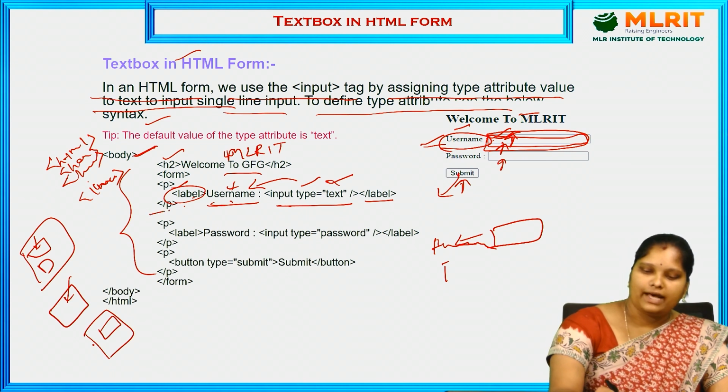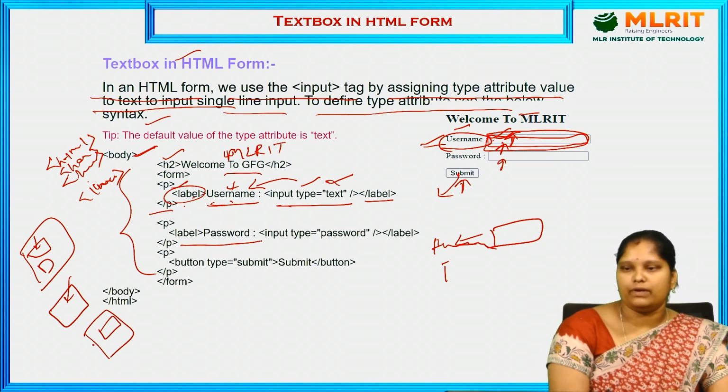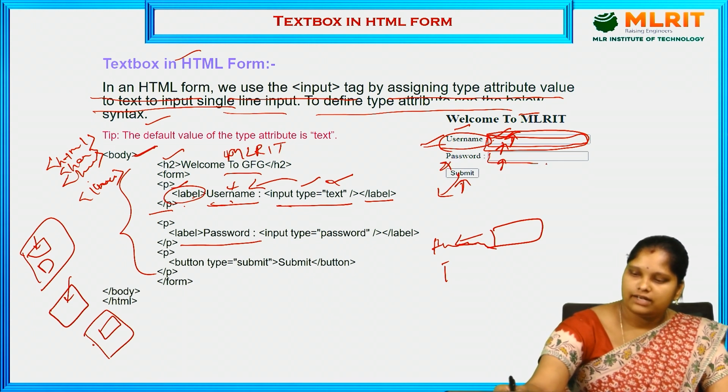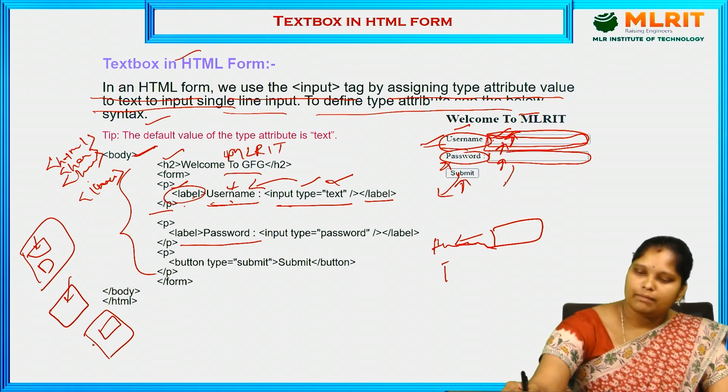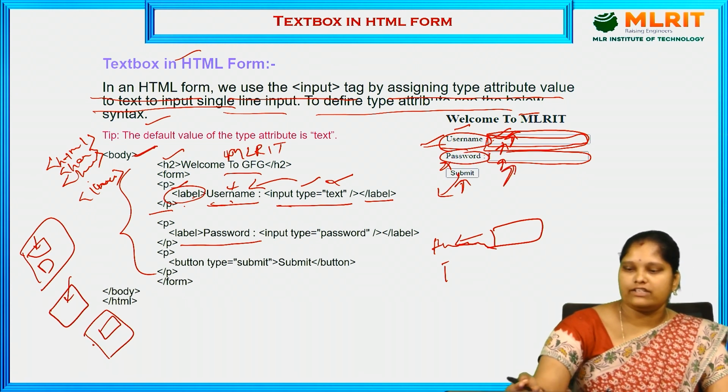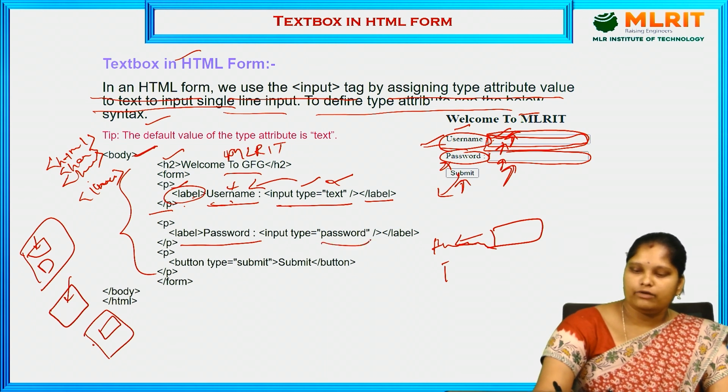And next, paragraph close, right? After that, and label 2 is password. Label 2 is password, right? For this text box, my label is password. And what is the type of your text box, right? Here I need to mention the password.